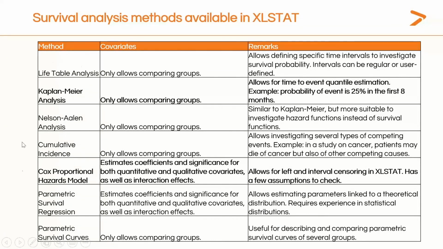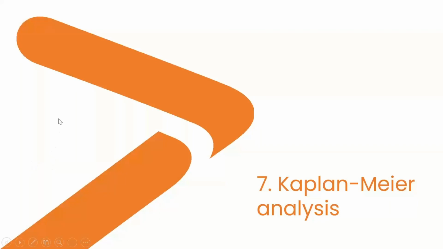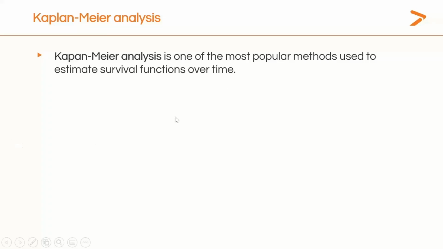There are many analysis methods in survival analysis, like life table, Kaplan-Meier, Nelson-Aalen, cumulative incidence. They all have their pros and their cons, their specificities. And some of them allow introducing the effect of independent variables, others don't. Today we're going to see Kaplan-Meier and Cox proportional hazards, which are the most commonly used methods in this context. I'll start with Kaplan-Meier analysis.